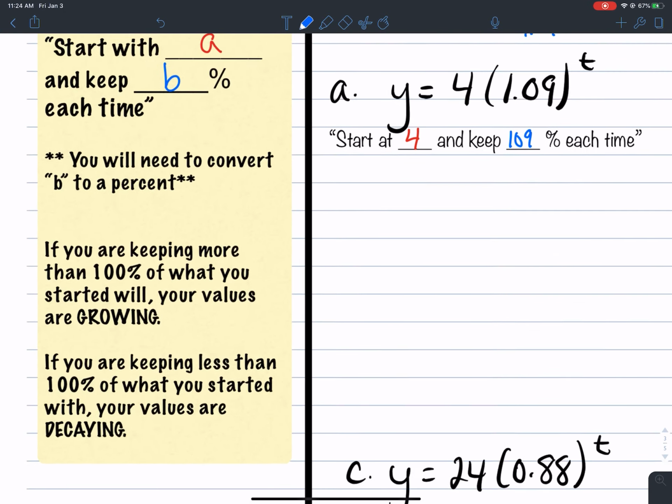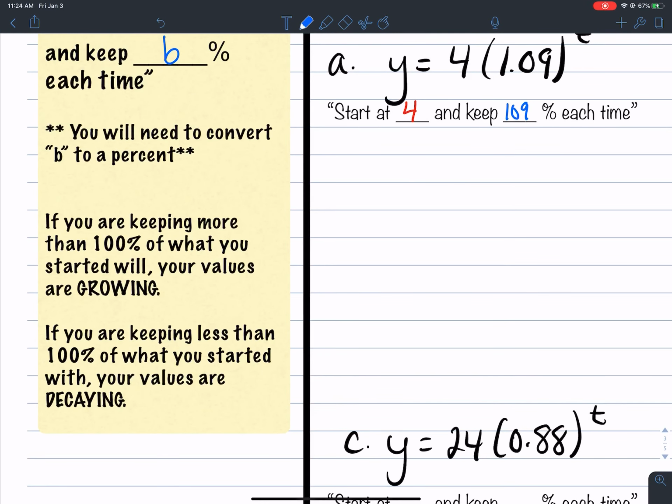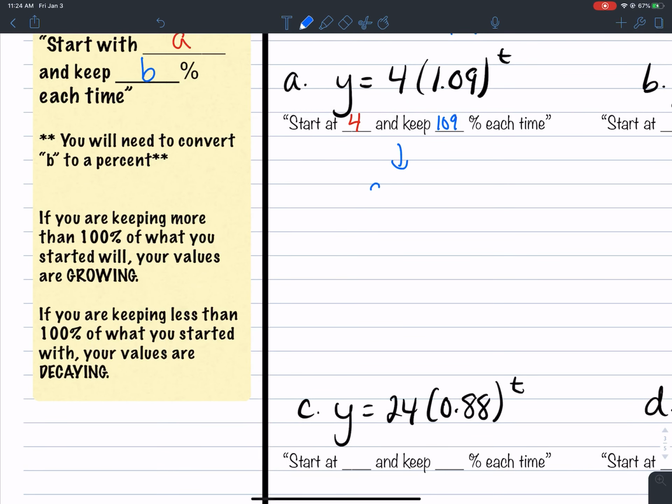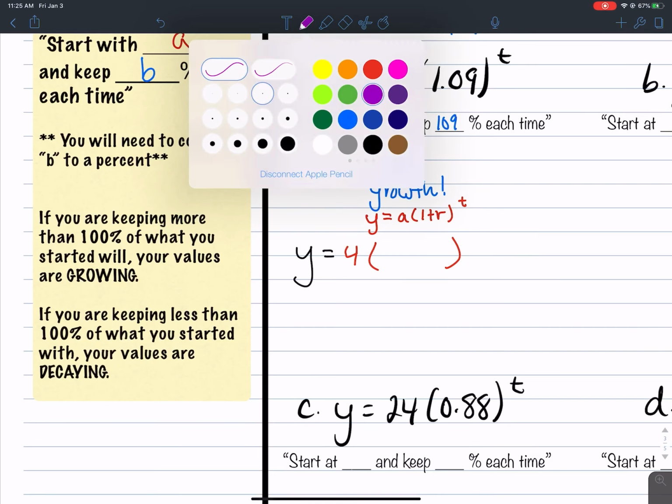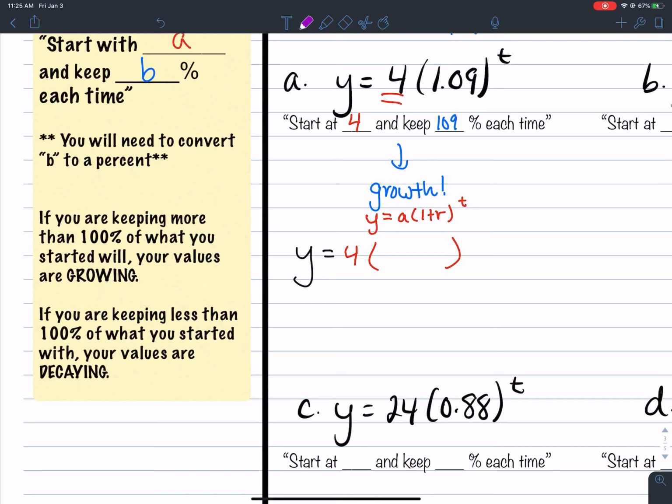So why do I care about that? Well, if I'm keeping more than 100% of what I started with, I have to be growing. Once I know it's growth, it'll help me rewrite the equation. I know that growth is in the form of y equals A times (1 plus r) to the power of t. We know A is always the A value. But when I think about my growth rate, if I had 100% and then I kept 9 more percent, that's 109%. It helps me better see, converting those back to decimals, this is (1 plus 0.09) to the power of t.